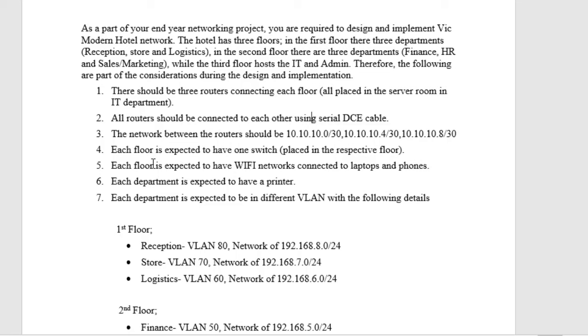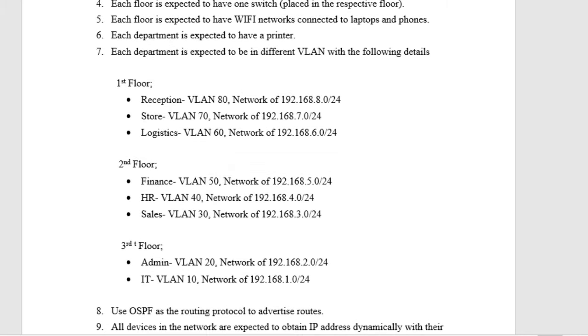Number five, each floor is expected to have a Wi-Fi network connected to laptops and phones. Number six, each department is expected to have a printer. And again, each department is expected to be in a different VLAN with the following details. So for example, on the first floor we have reception, store, and logistics. Reception should be in VLAN 80 with this network. Store should be in VLAN 70 with this network, and the same way logistics, VLAN 60 and this network.